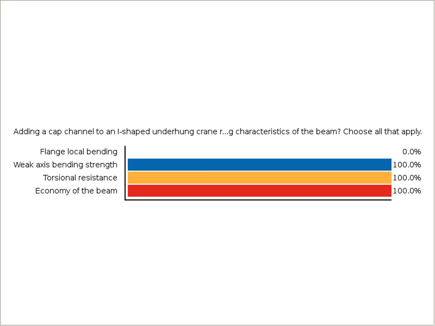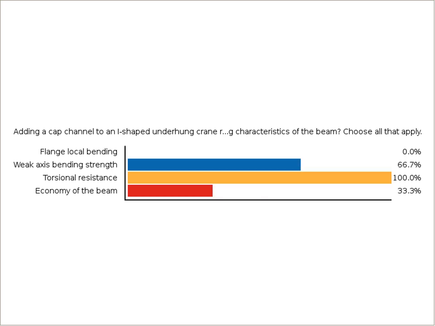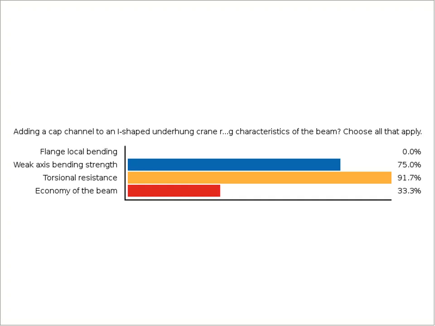We will get on to the question and answer portion of this webinar, but first, another question to test your understanding. The question is, adding a cap channel to an I-shaped underhung crane girder will improve which of the following characteristics of the beam? You can choose all that apply again. Does it affect the flange local bending, the weak axis bending strength, the torsional resistance, or the economy of the beam?